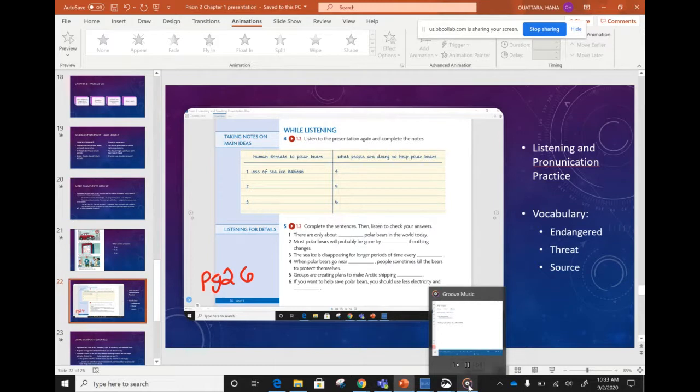So, to summarize, the main threat to polar bears is loss of habitat due to climate change. Related threats are human contact and industrial development. If people don't make changes quickly, polar bears may disappear.